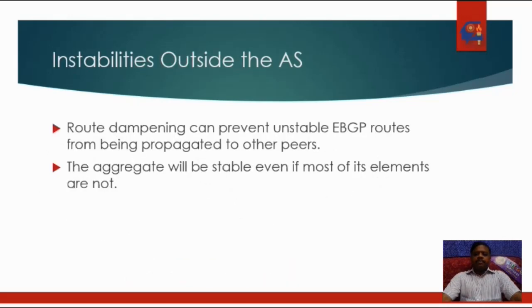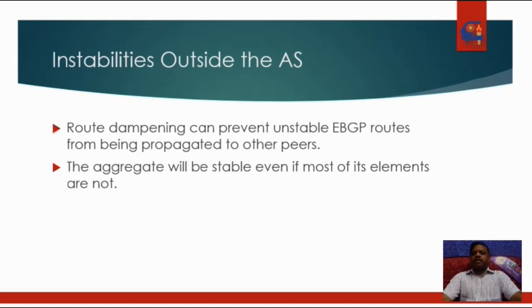Route dampening can prevent unstable eBGP routes from being propagated to other peers. This can save on link bandwidth usage and processing overhead within border routers. If you are a provider with multiple customers using your services, it is important not to burden your own network and the outside world with instabilities that go on inside a customer's network. In the case where a provider advertises a customer's network as part of an aggregate, this is not an issue. The aggregate will be stable even if most of its elements are not.